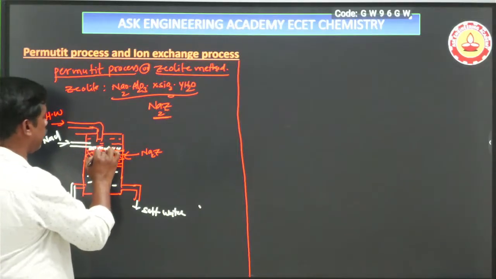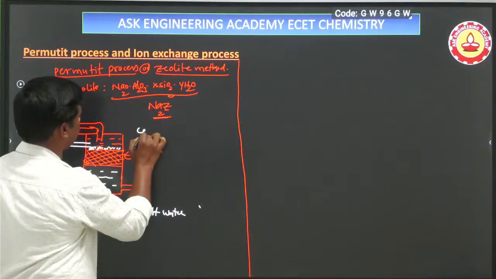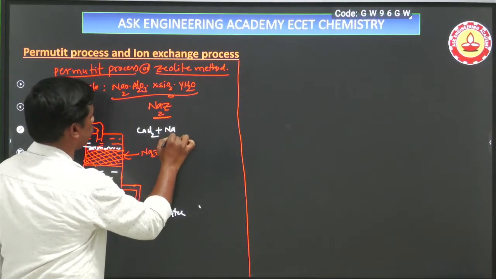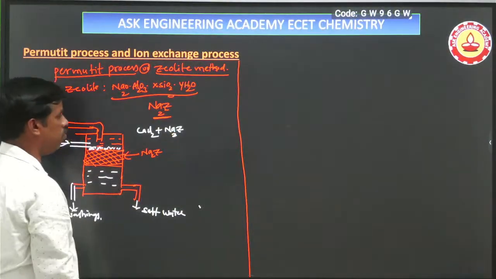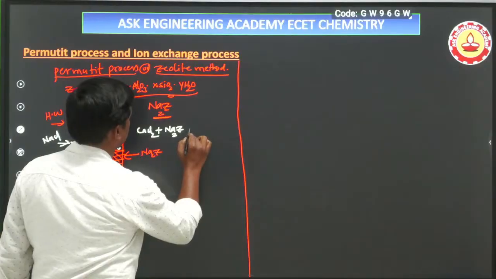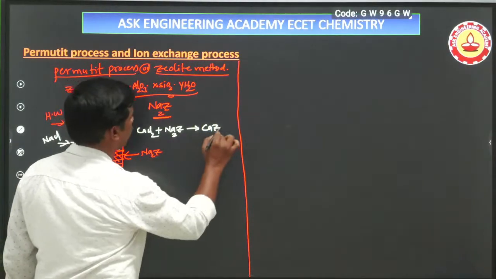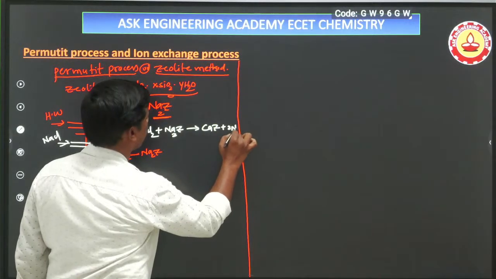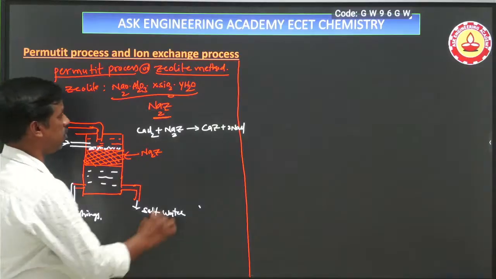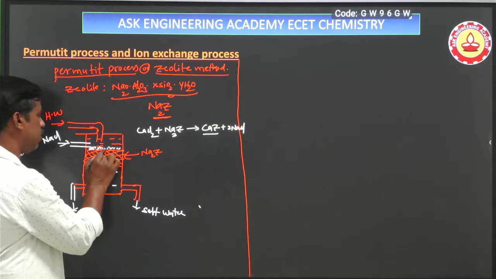Whenever hot water comes, it reacts with the zeolite. For example, calcium chloride may be present in the water. That reacts with sodium zeolite. They form CaZ, calcium zeolite, and the remaining 2 NaCl, sodium chloride. Like this the reaction takes place. This calcium zeolite or magnesium zeolite is stopped here in this area.